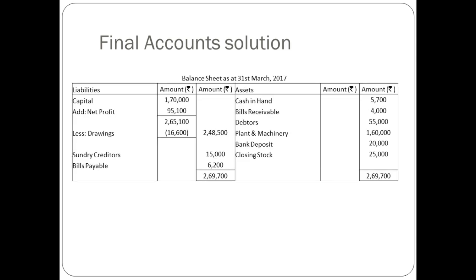Now the balance sheet, where we have the assets, liabilities, capital and drawings along with net profit finding their places in the respective asset and liability side. In fact, we have studied it just now. So this is just the representation of the balance sheet, where the total on both sides is 2,69,700, meaning that our solution to the problem is correct.